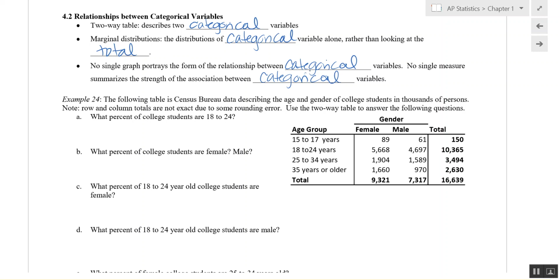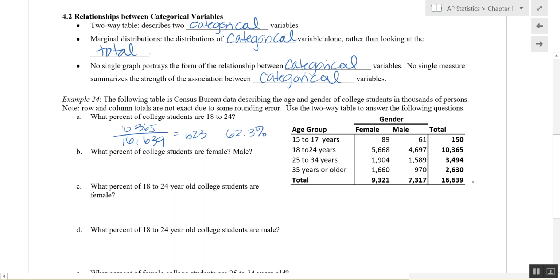For this, again, we look at the total for 18 to 24 over here, and divide by the grand total. So we've got 10,365 over 16,639. Grab your calculator and you can do these along with me. This is 0.623. It asks for percent, so 62.3%. All right, I'll erase that.